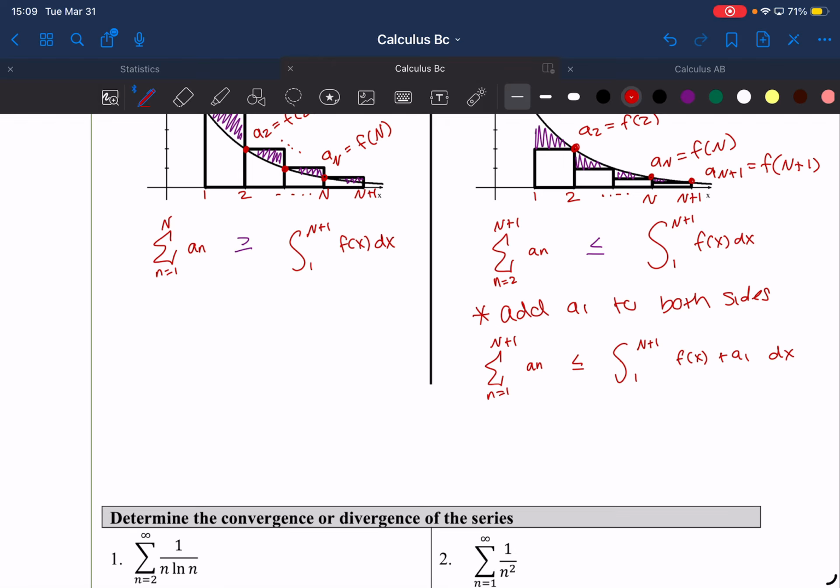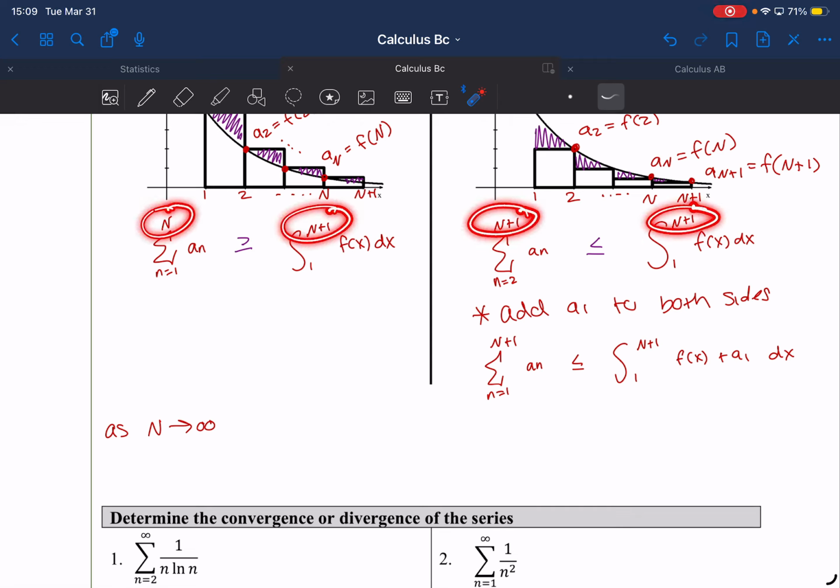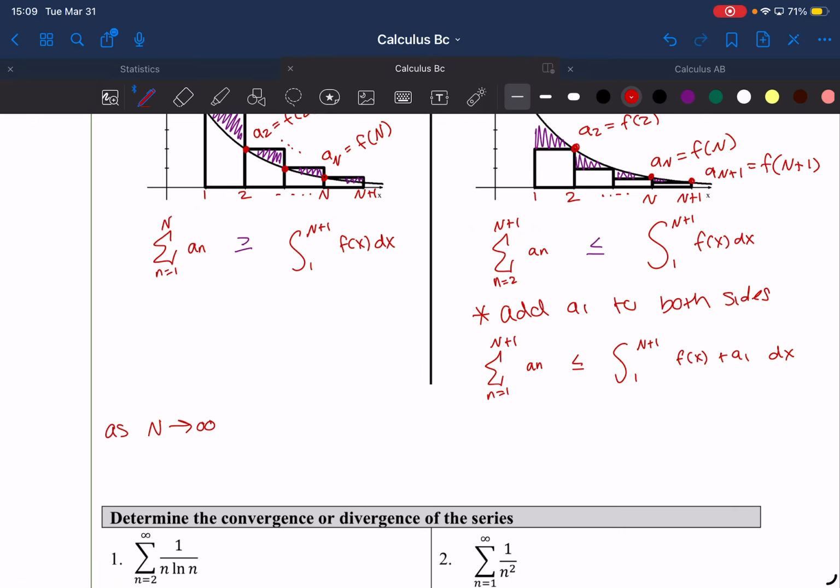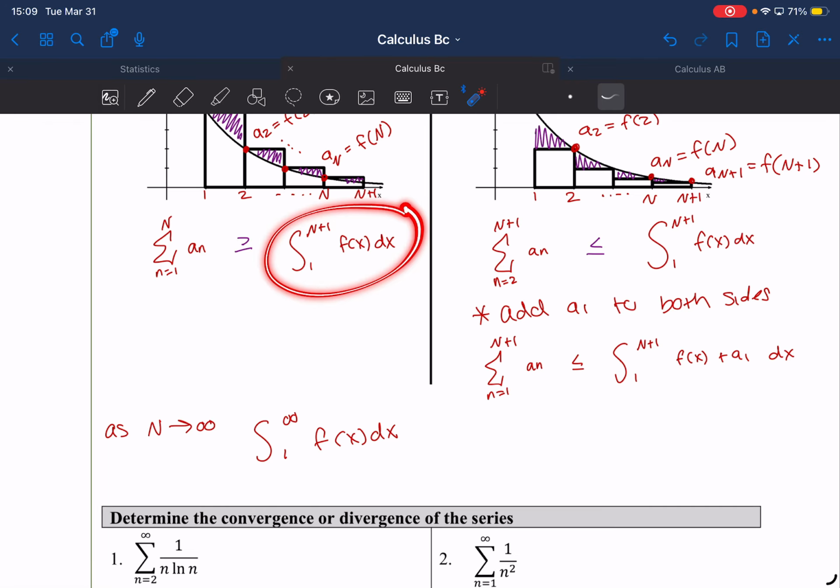Now the next thing I'm going to do is take all of these capital N's and look at them as they approach infinity. So as capital N approaches infinity, every single capital N that I see, right here, here, here, and here, are all going to turn to infinity, no matter if it's n or n plus 1, because plus 1 is insignificant to infinity. So I'm going to have the integral from 1 to infinity of f of x dx. That's coming from this part right here. And remember, this is less than the summation, so that's why I wrote it first.